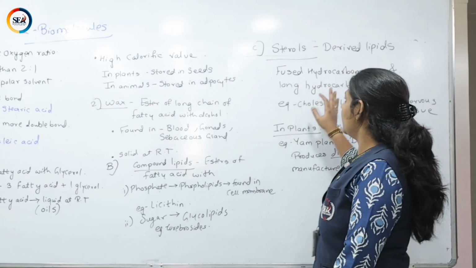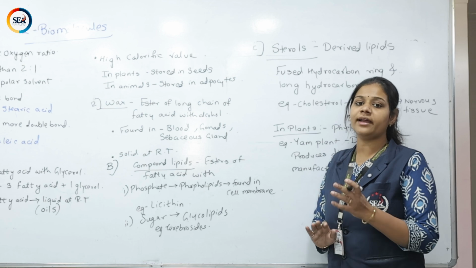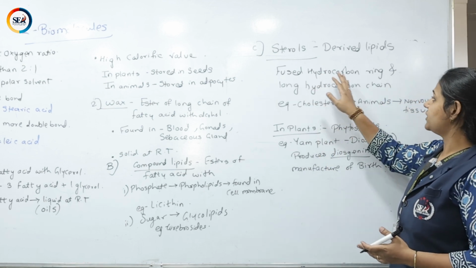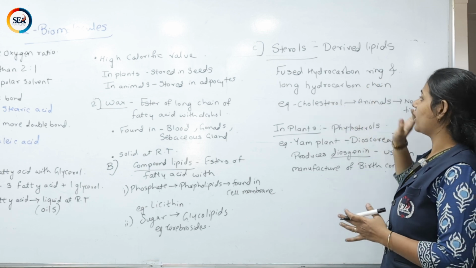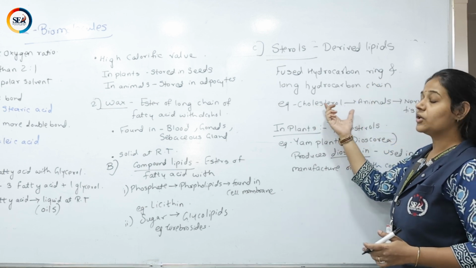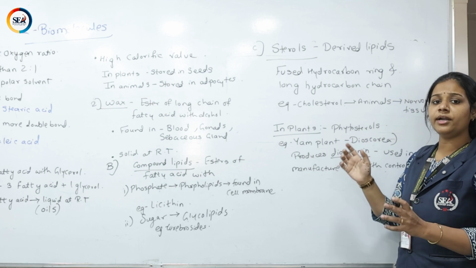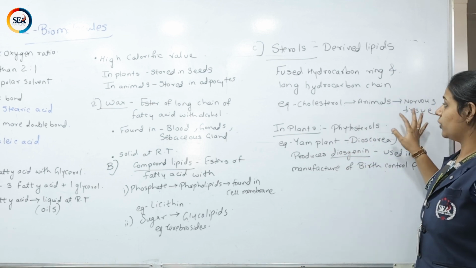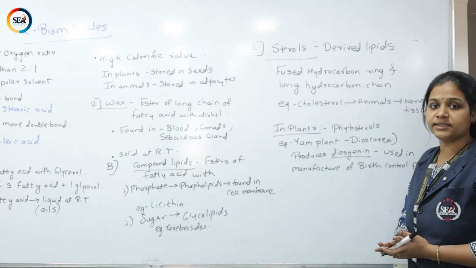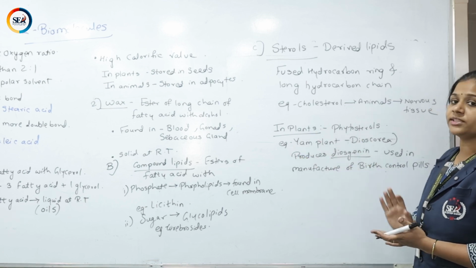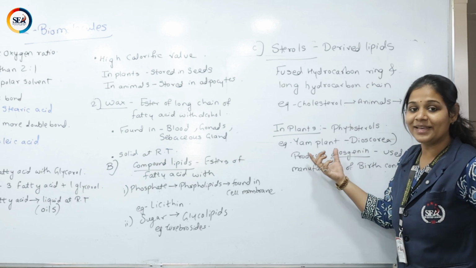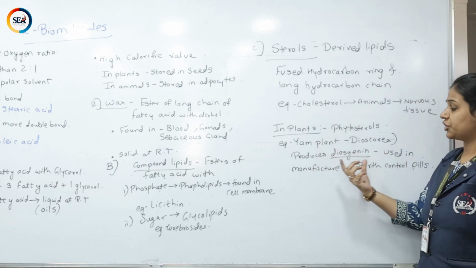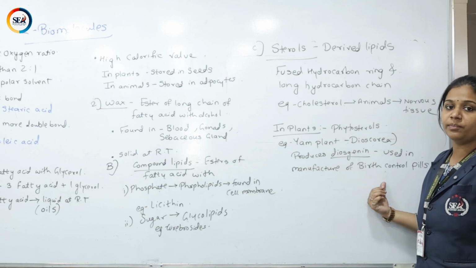Third one is the sterols. They are also called derived lipids. For example, cholesterol belongs to this group. They have a fused hydrocarbon ring and a long hydrocarbon chain. Example, cholesterol, which is found in animals, particularly in larger amounts in the nervous tissues. Cholesterol is not found in plants. In plants, phytosterols are present. For example, the yam plant, which produces diosgenin, is used in the manufacturing of birth control pills.